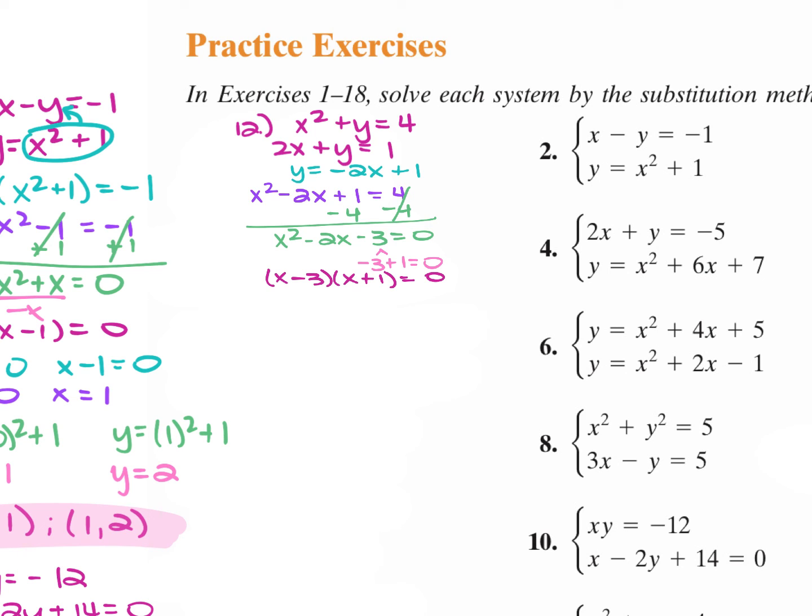If you set them both equal to 0 and solve them, you get that x is positive 3 and x is negative 1. So plug these into one of the original equations and solve. Let's use the bottom one. This is going to give us 2 times 3 plus y is equal to 1, and 2 times negative 1 plus y is equal to 1.